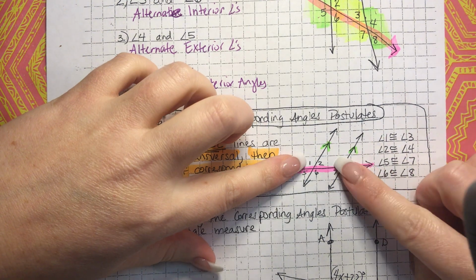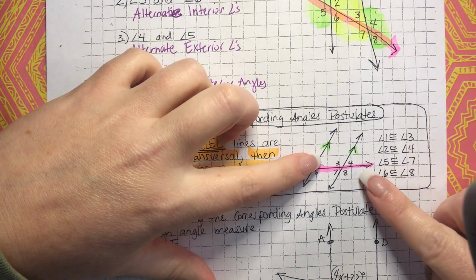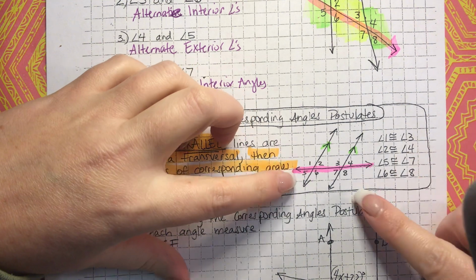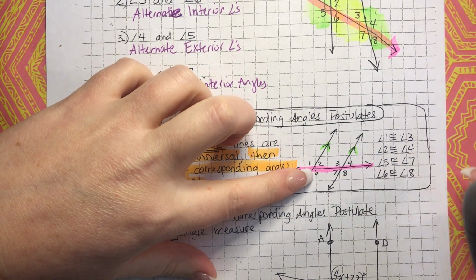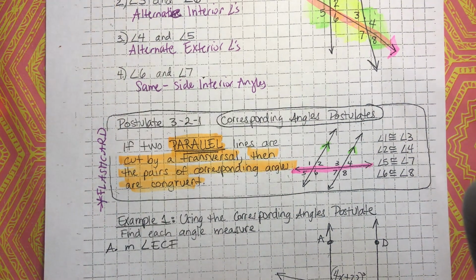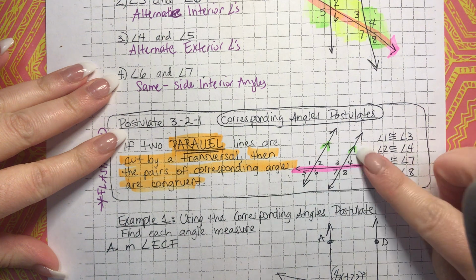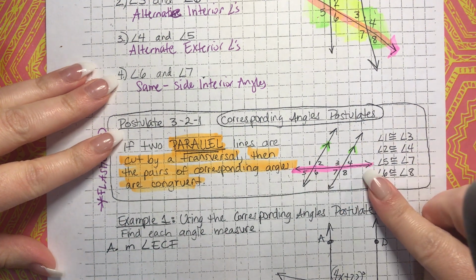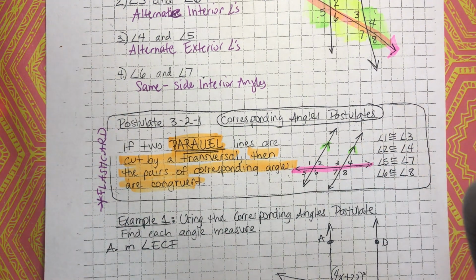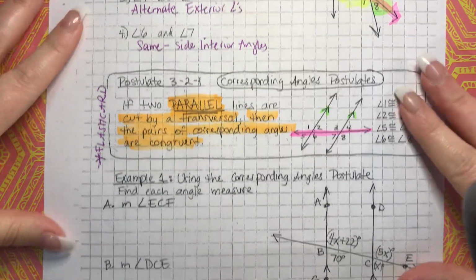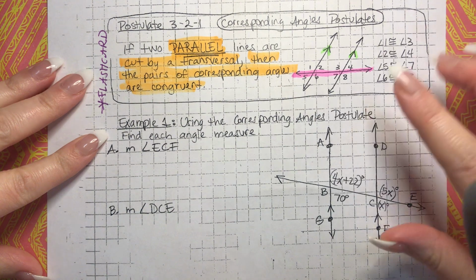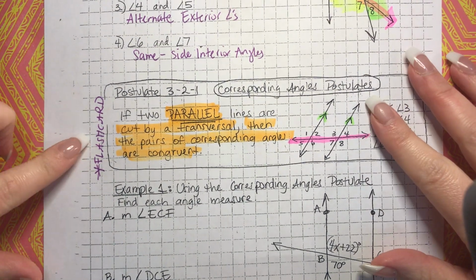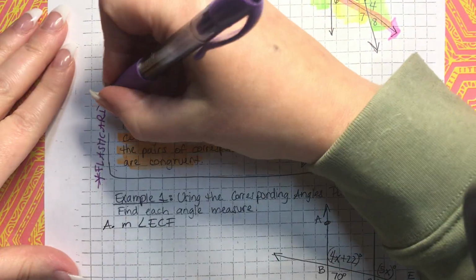So that means that 1 and 3 are corresponding, they're congruent. 2 and 4 are corresponding, they're congruent. 5 and 7 are corresponding, they're congruent, and also 6 and 8. So we have 4 sets of angles that are totally congruent. So remember the first key: the lines have to be parallel, they're cut by a transversal, and all the corresponding angles are congruent. So let's look at our first example. It says, using the corresponding angles postulate, this bad boy right here, flashcard, it needs a little star on this side.